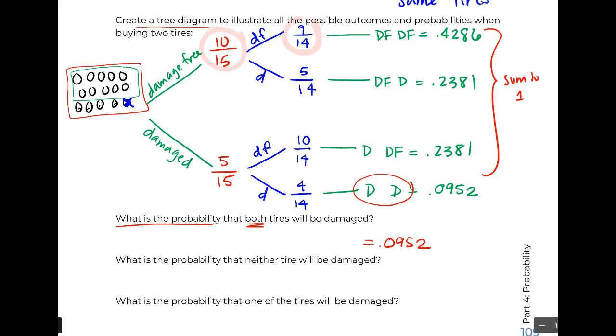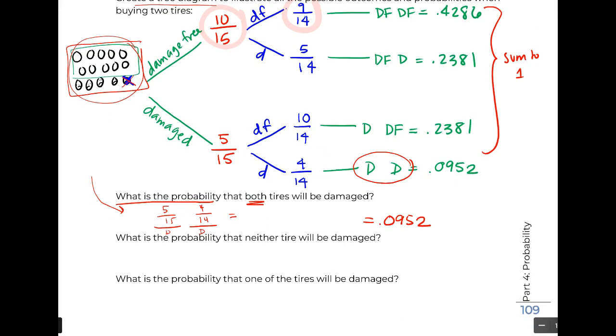Now how do I do this if I don't have the tree? I go up to the beginning where it says I'm sampling 2 things. That means I have 2 random events occurring, and I give myself a space for the probability of each of those events. If they're both damaged, that means the first one is damaged and the second one is damaged. So damaged, well, that's 5 out of 15. And then I took out that damaged tire, so now I have a 4 out of 14. That's how I usually do these instead of doing the whole tree, because we don't need every single one of these. And the question on the test will just ask for 1.